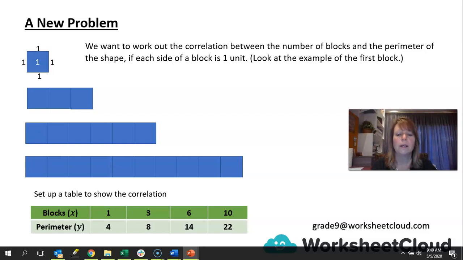So what we're saying here is that when there are 10 blocks, there are 22 units that make up the perimeter. So pause the video and count, making sure that I'm 100% correct, and then we will go on. Right, let's have a look at the next step.